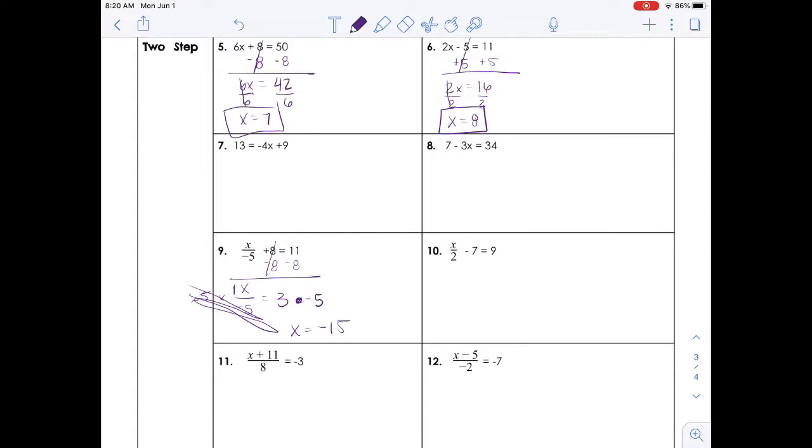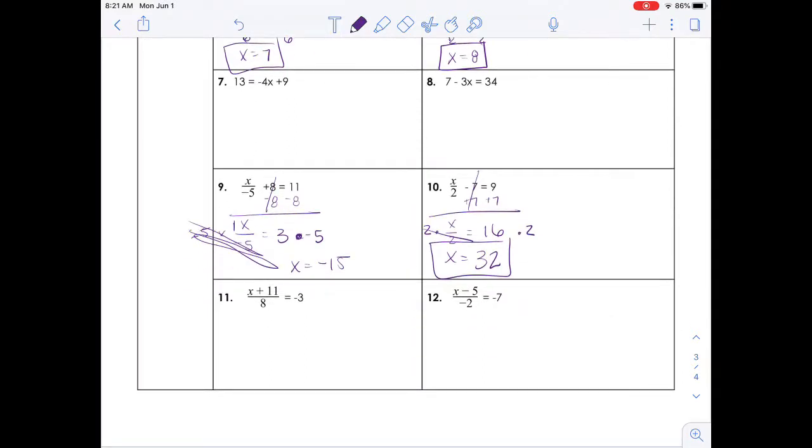Same thing on 10, we've got to undo that subtraction with addition. So x over 2 equals 9 plus 7, which is 16. And again, that division bar just means we need to undo it with multiplication. So we're going to multiply by 2 on both sides, and 16 times 2 gives us 32.